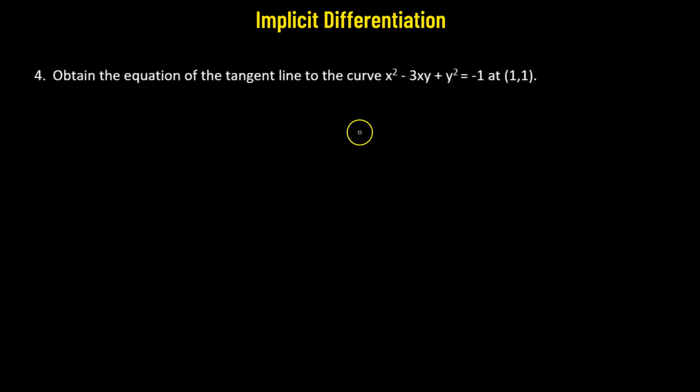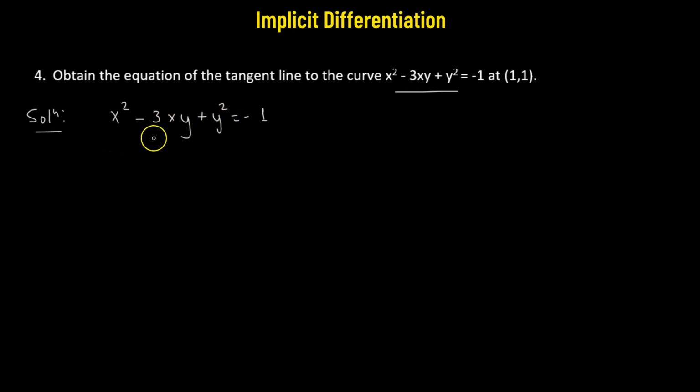So in this problem, we need to obtain the equation of the tangent line to the curve at 1, 1. We've already discussed the tangent line equation in the previous lecture. So here we will use implicit differentiation to obtain the equation of the tangent line. All we have to do first is to obtain dy over dx, that means the derivative of y with respect to x. So we have x squared minus 3xy plus y squared equals negative 1.